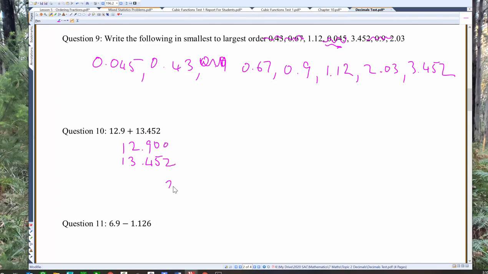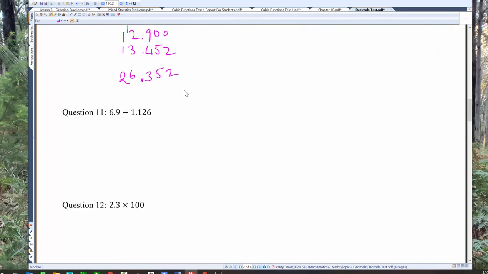Add these numbers together, 12.9 and 13.452. 2, 5, 3, 1, 5, 6, 2, 26.352. Subtract them. So we're going to remove this from this. 6.9, remove 1.126, chuck some zeros in. 0 takes 6, can't, so we're going to grab 1 from there, exchange it, grab 1 from there and exchange it. 10 takes 6 is equal to 4, 7, 7, 5.774.